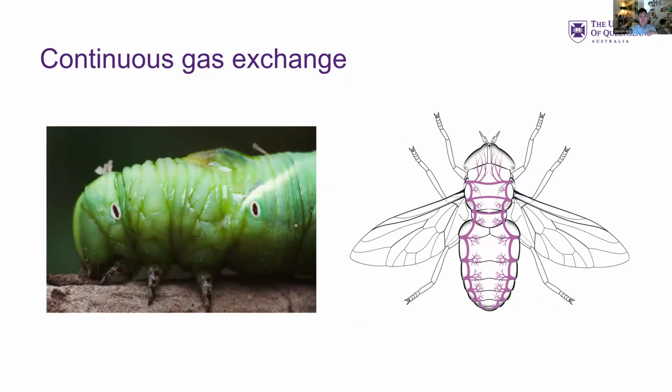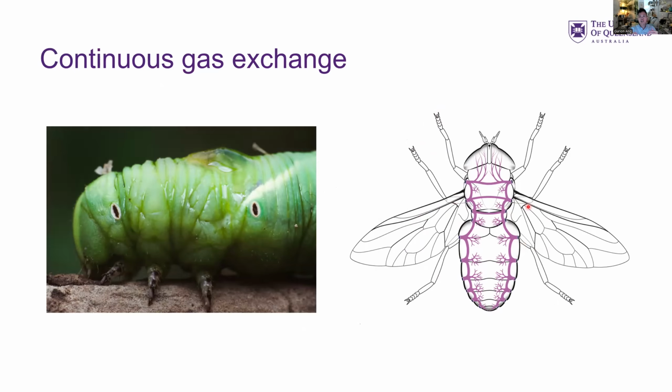There are a few patterns associated with gas exchange in insects, and perhaps the most obvious one is just standard breathing. We call this continuous gas exchange. So you can see here in this fly again that there is that network of air-filled tubes. You're familiar with the tracheal system, delivering oxygen directly to the cells of the insects.